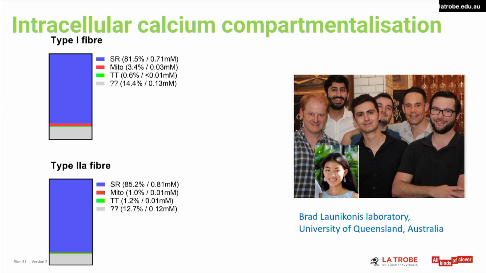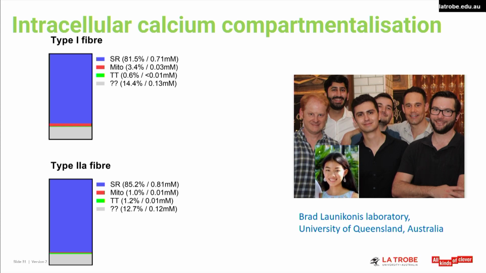But something else that we're doing with Brad, and this is a photo of all of Brad's lab, because they all sort of contribute to this, is to start to have a look at the calcium in its compartments inside the same muscle fibre. It's such elegant biophysical work. And here you can see that most of the calcium is sitting in the SR. The concentration is quite similar to what we've reported, but you can also see that there's a small amount in the mitochondria, and there's some sitting in the T-tubule, and there's also some whose location is unknown, so we don't quite know that.